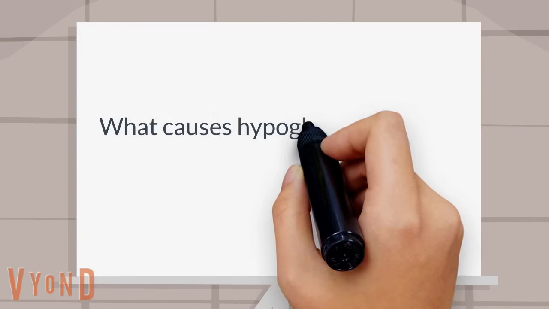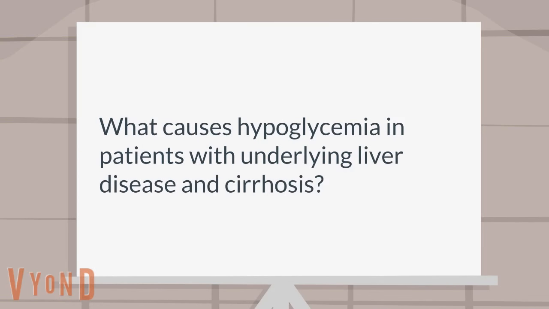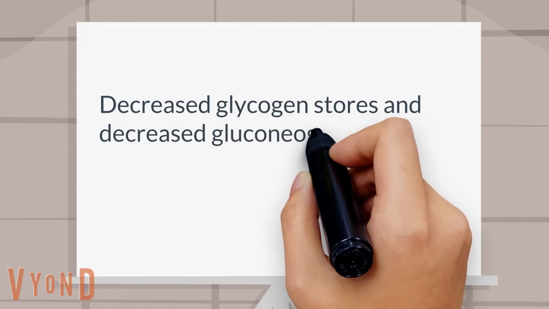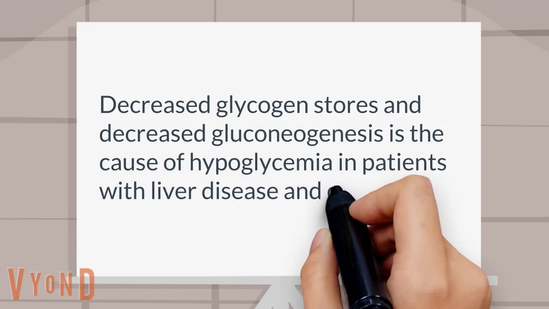What causes hypoglycemia in patients with underlying liver disease and cirrhosis? Decreased glycogen stores and decreased gluconeogenesis is the cause of hypoglycemia in patients with liver disease and cirrhosis.